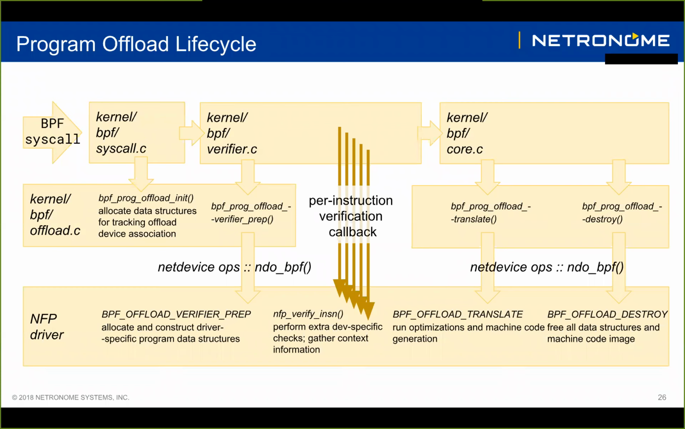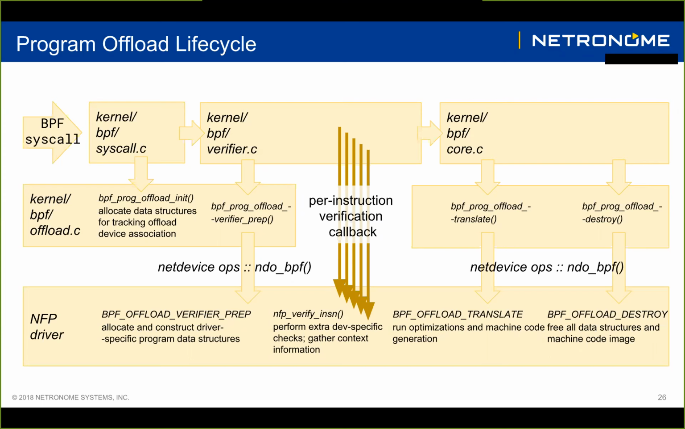So a similar slide is for the maps. Now we start on the left with the BPF system call for program loading. We go into the system call handling for the BPF subsystem, and the system call handling will check whether the program is designated for offload or not, based on the ifindex field I mentioned. And if the program is designated for offload, the BPF program offload init function will be run, and that function will associate the program with the device to which it's supposed to be offloaded. It checks whether the device is actually offload capable, and then it will also allocate the data structures which are later used for tracking the association and the state of the offload. And that actually doesn't involve the device driver yet.